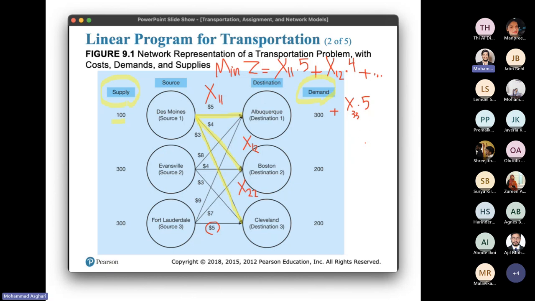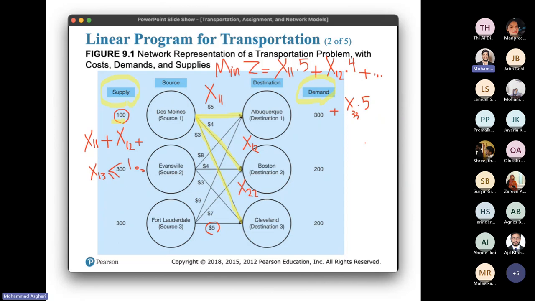If you get a summation of these three arcs, let's write them: x11 plus x12, total items shipped from source one to destination two, plus x13, all items shipped from source one to destination three. So this cannot be more than 100 units, the capacity of source one. We can also consider an equal sign here, but we prefer to use less than or equal to.